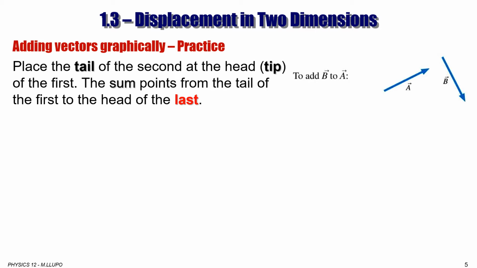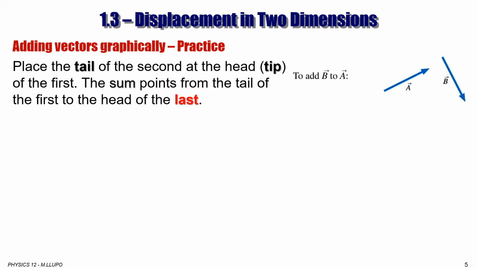Now here's a practice. So you place the tail of the second at the head or at the tip of the first. That's the rule. You do that, you'll do adding vectors always correctly. So the total or sum has to point from the tail of the first vector to the tip of the last.